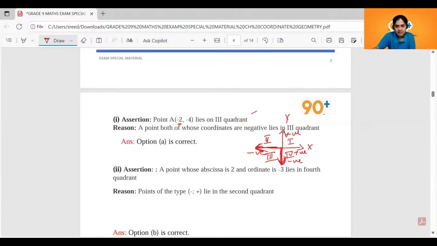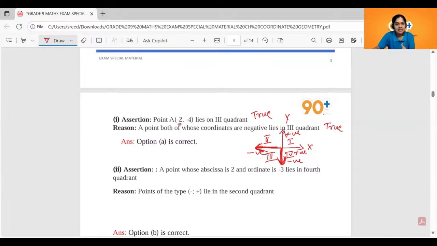It's perfectly right. It's a true statement. Correct. So a point of which both coordinates are negative lies in the third quadrant. Is there any other quadrant where both coordinates are negative? The first quadrant is positive, positive. What about the second? X is negative, Y is positive. Third is negative, negative, and the fourth is positive, negative. Correct? So yes, a point of which both coordinates are negative lies in the third quadrant. That is also a true statement, right?